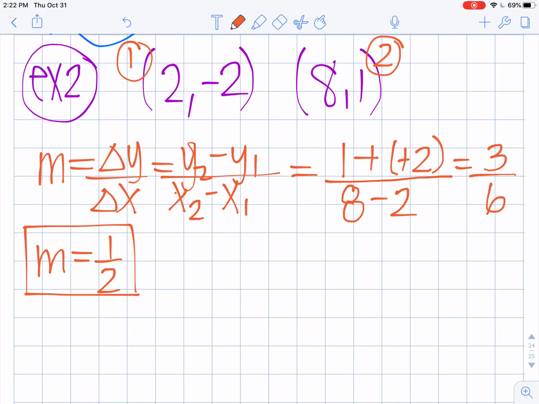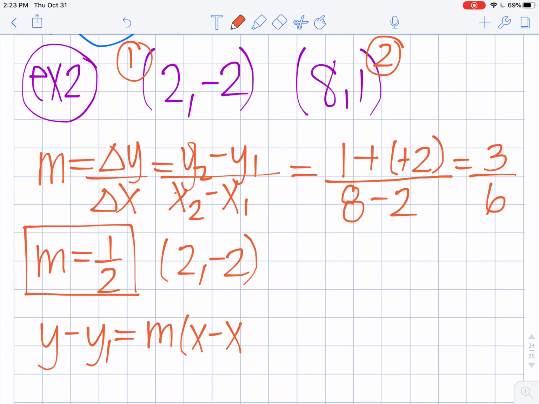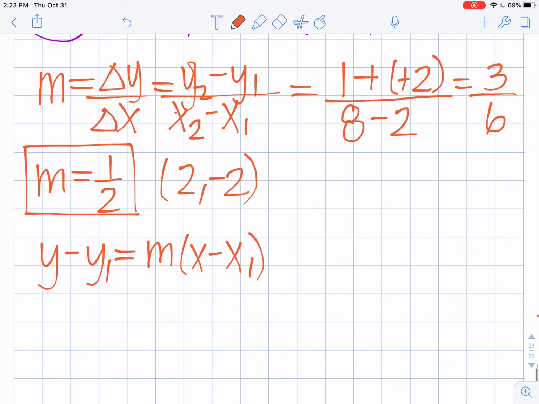Now I need to choose a point. I'm going to choose my point 2, -2. To use this information to write my equation of my line, I'm going to start off in point slope form. So y minus y1 is equal to m times x minus x1. So remember, my slope comes from here. My x1 comes from here. And my y1 comes from here.